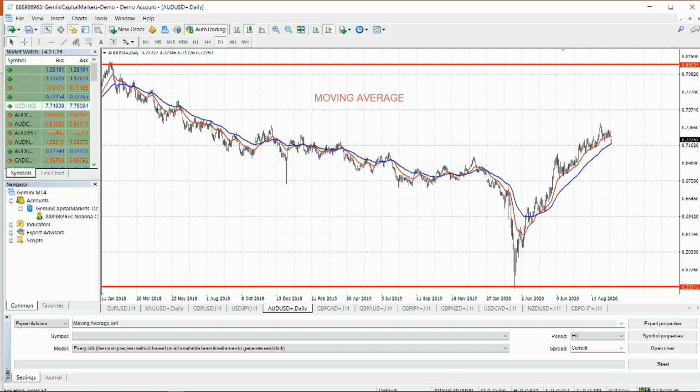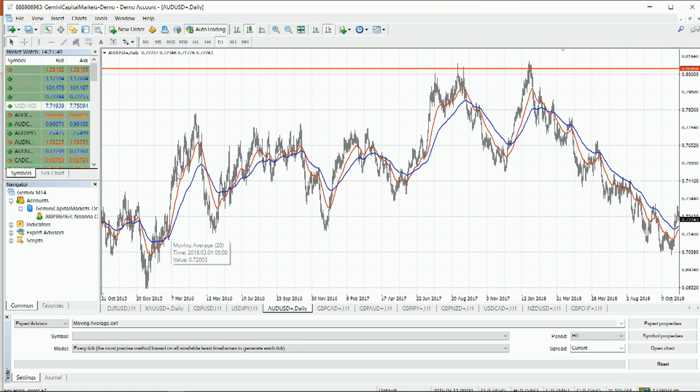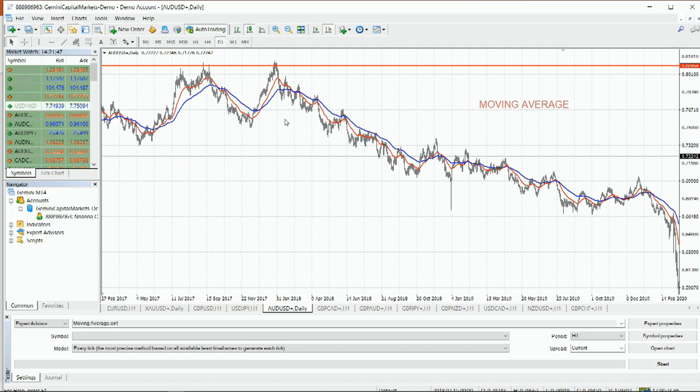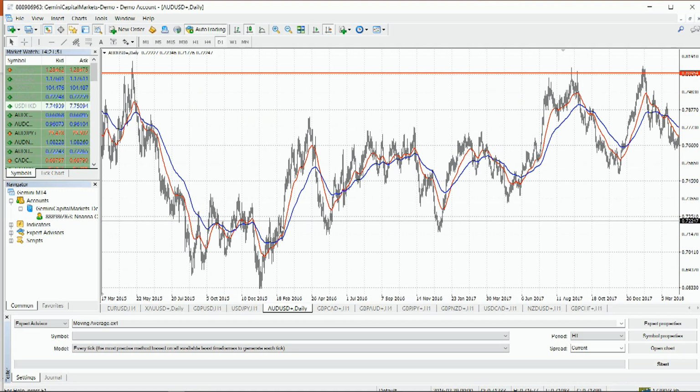So remember, the red is the 20 EMA, or the 20 period moving average, and the blue one is the 50 period moving average. Now what you see here is a chart, and you see how the moving average moves with the chart. In a very strong uptrend, price is always above the moving average. In this case, you can see how price is above both moving averages.